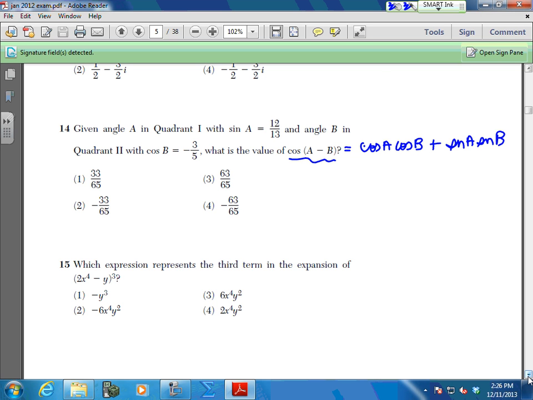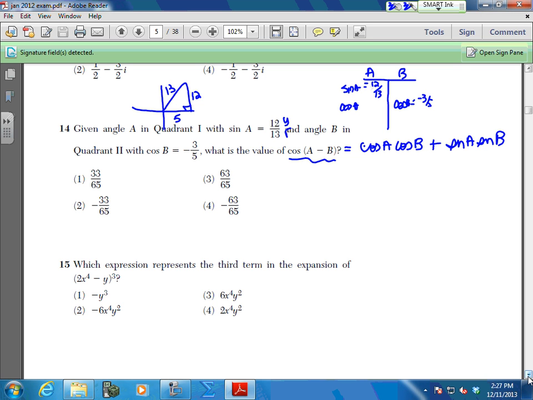Now notice, I like to set mine up. Here's my angle A. I have a sine, which is 12 over 13. I need the cosine. I have angle B. I have the cosine. I need the sine. So let's take a look at A. Builds us an angle. This is y over r. Use Pythagorean's theorem and find the missing side.